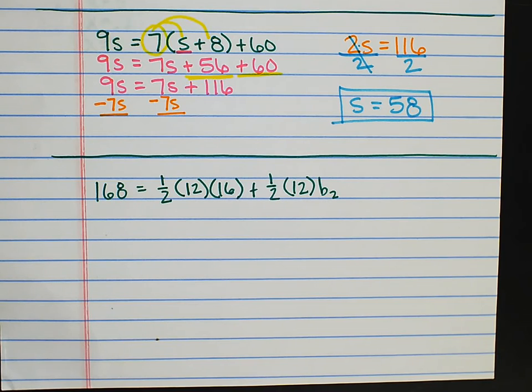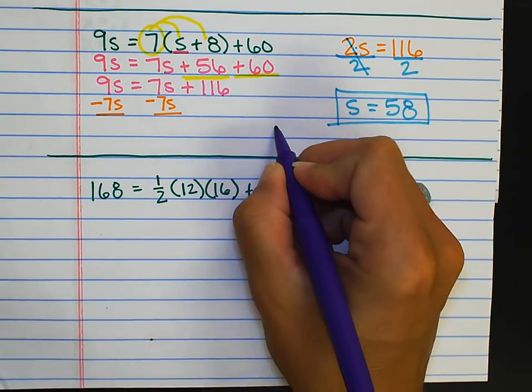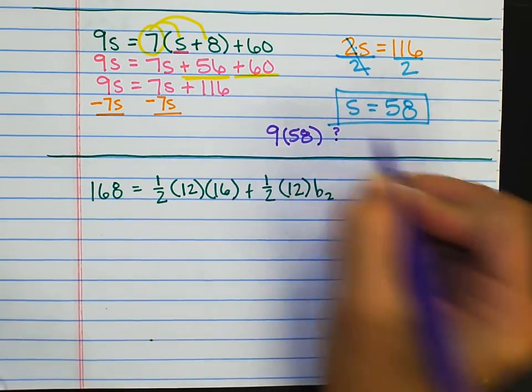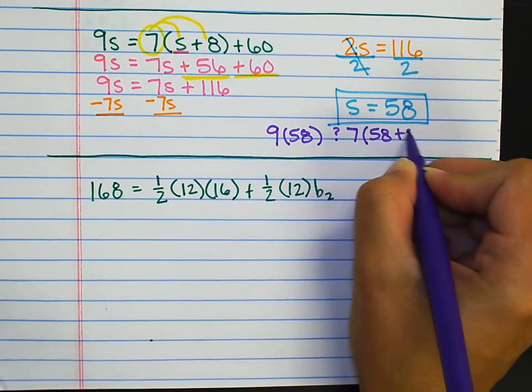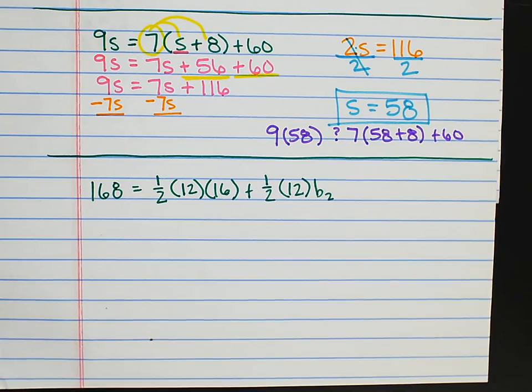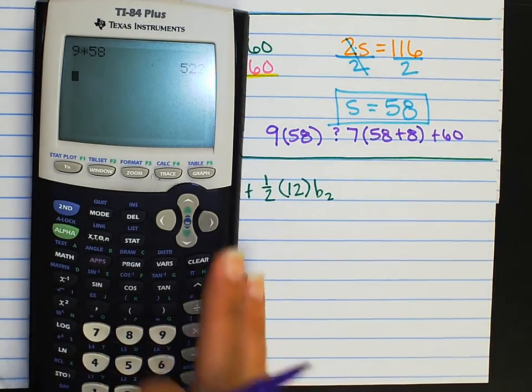Remember, especially when you're getting onto a big test like a major grade or a STAR test, that you need to be checking your work. I can check this simply by plugging 58 back in for s in the original problem. So 9 times 58, I want to know, does that equal 7 times 58 plus 8 plus 60? And I'm going to use my calculator for that. So all I'm going to do is plug it in. 9 times 58 is 522.